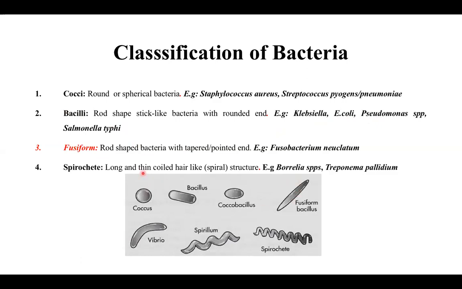While some bacteria are rod-shaped, their ends are pointed. The body is rod, but the upper end and the lower end are pointed in nature. Those bacteria are known as rod-shaped bacilli with pointed ends. These types of bacteria are known as fusobacteria or fusiform bacteria. An example is Fusobacterium nucleatum.